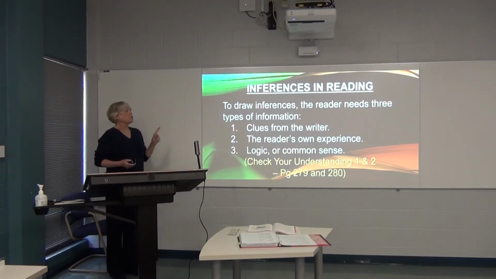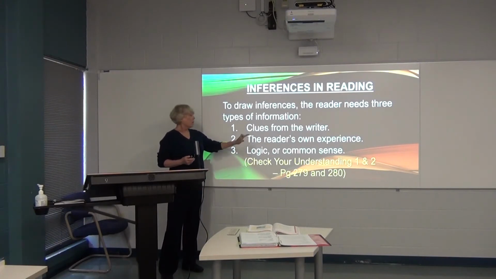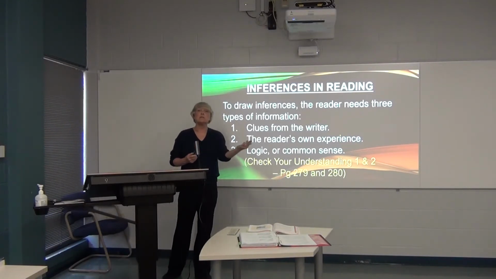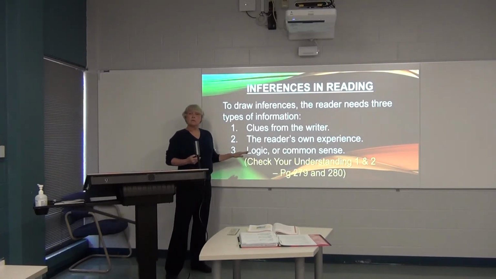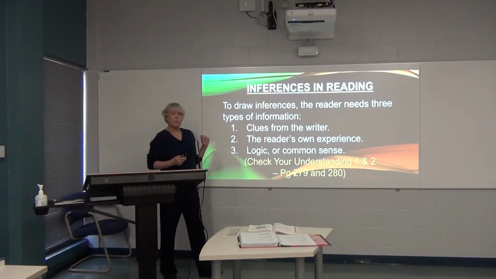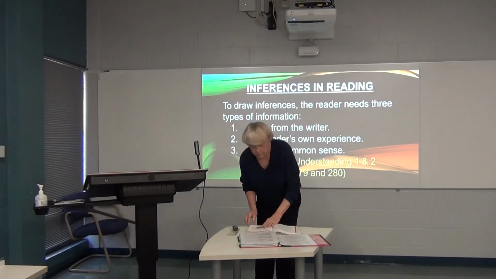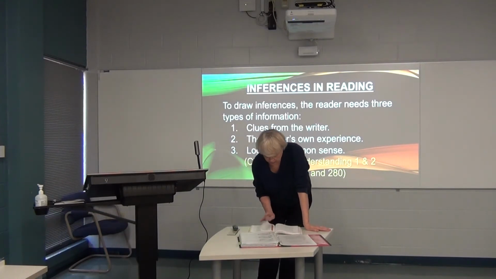To draw inferences, you need 3 types of information, and you will see this again, okay? Clues from the writer. The writer's going to have to do their part. Your own experience. Remember knowledge integration: you're putting your own experiences into what you're reading so you understand it better. And logic or common sense. Those are the 3 things you need. Let's look at the check your understanding, 1 and 2 on pages 279 and 280. We'll do the first one together, and then you can do the second one on your own.